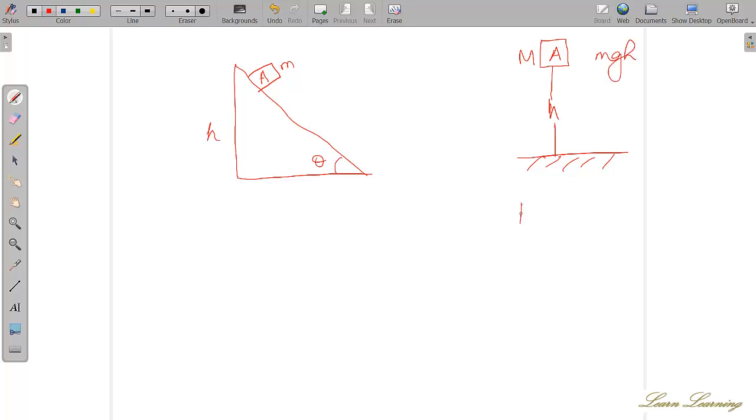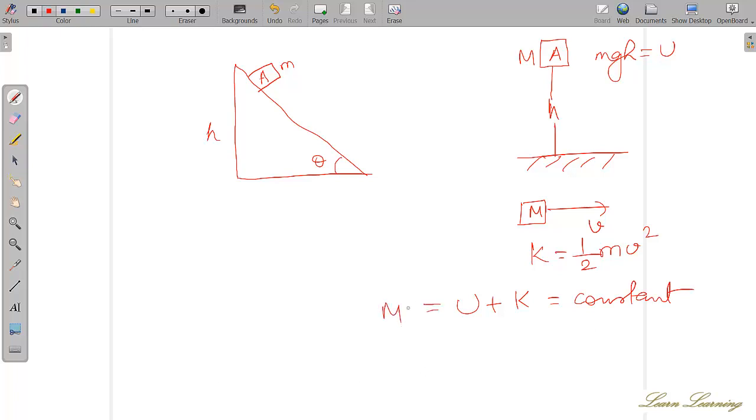So let's say block m is moving with the velocity v. What is the kinetic energy of the block? Half m v square. All right, so this you know, and you also know the conservation of energy, right? That the total U plus K will be constant all the time. The total potential energy of a body and the total kinetic energy of a body is also called the mechanical energy of the body. That remains constant.